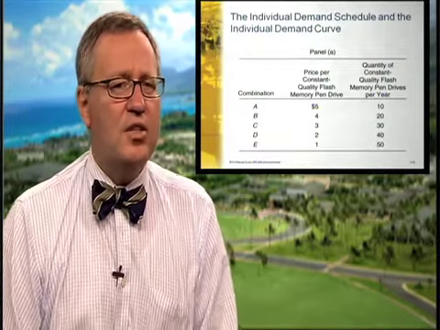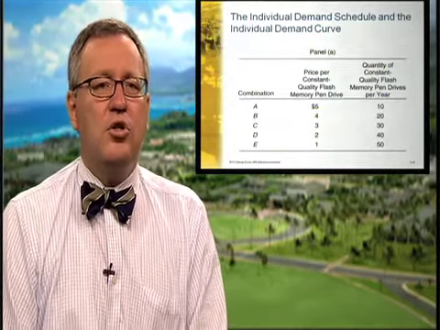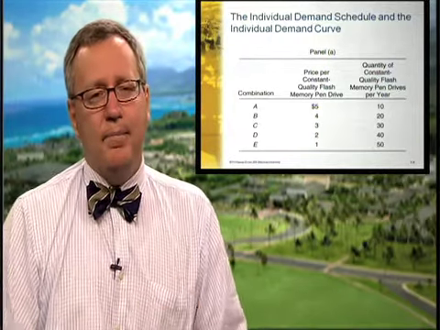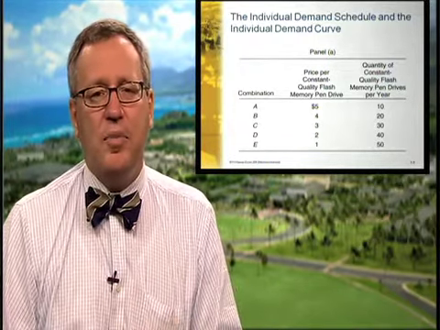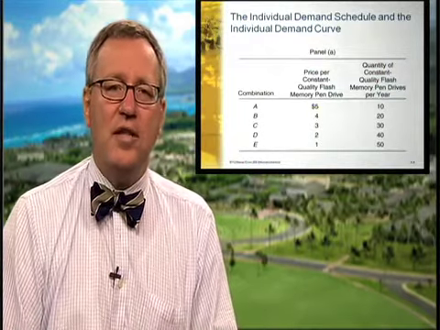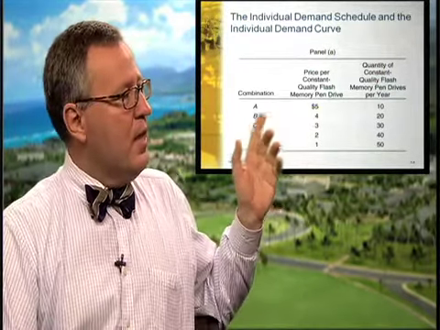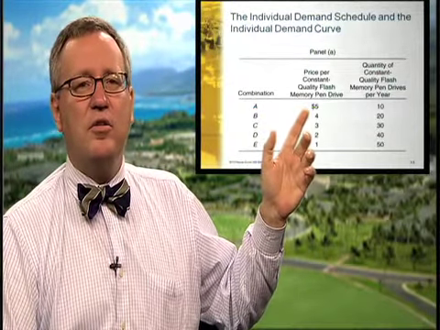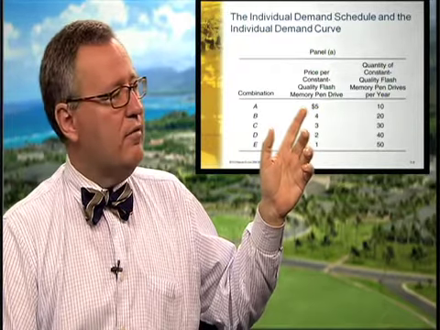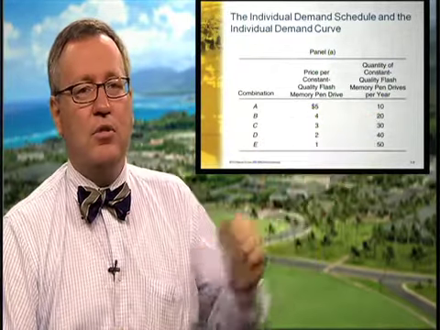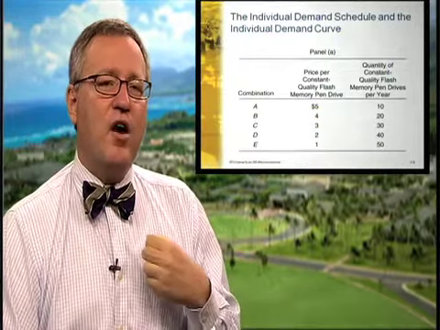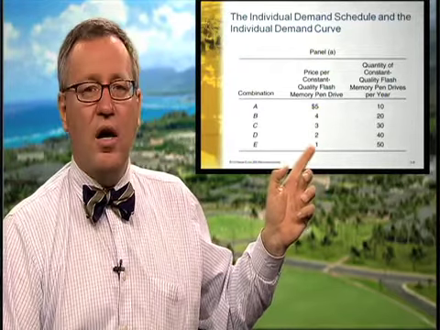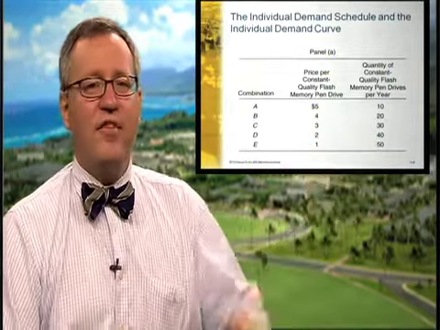So here's a table. This is a schedule for demand that shows a number of different combinations of price and quantity demanded. And for the most part, we can interpret this table as an individual's demand schedule. And what it says is, here we have combination A, which says at a price of $5 for a memory drive or a pen drive, we're going to have demand of 10 units. So if a pen drive costs $5, I'll want 10 of them. However, if the pen drive costs $1, I'm going to demand 50.